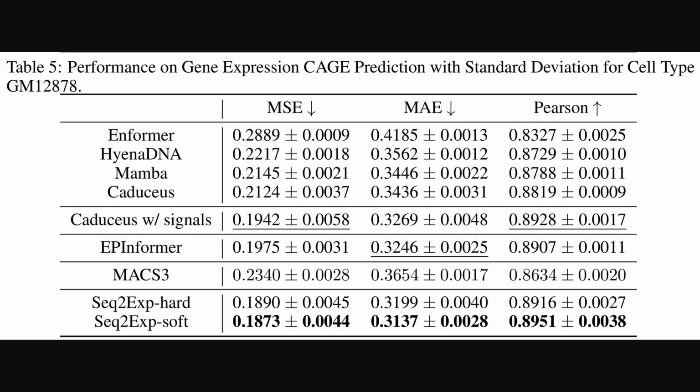Okay, so complementing the K562 results we just looked at, this table presents the performance breakdown for the other cell type, GM12878. It's the same setup, comparing Seq2Express against the baselines using MSE, MAE, and Pearson. And well, the story is consistent. Seq2Express Soft again achieves the top scores across all metrics, shown in bold, reinforcing that its strong performance isn't just a one-off, it generalizes well.